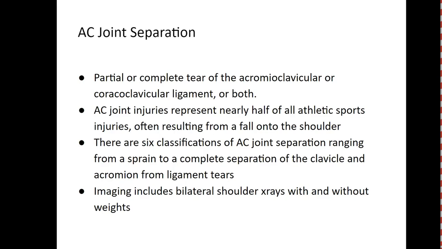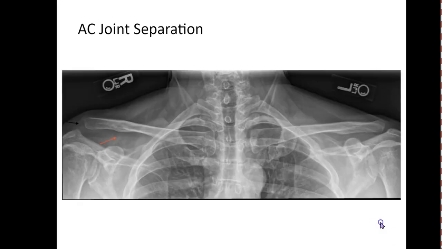Currently, there are 6 classifications of AC joint separation, and they range all the way from a sprain to a complete separation of the distal clavicle from the acromion. And remember, that's a result of a ligament tear. The imaging routine includes bilateral shoulder x-rays with and without weights. And let me show you an example here next.